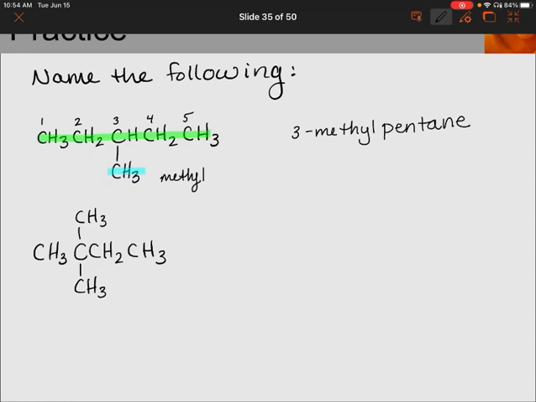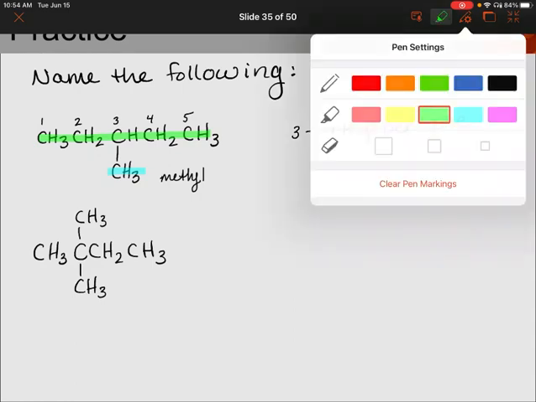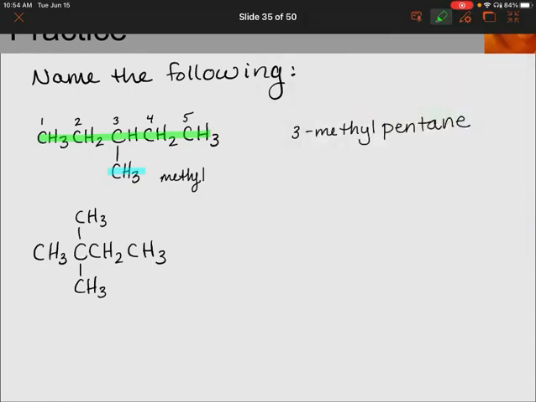Okay, let's do the second one. So let's find the longest carbon chain. Let's see, so we've got 1, 2, 3, 4. All right, and it looks like we have 2 branches coming off of that chain. And what are the names of those alkyl groups? Methyl. So they're both methyl.